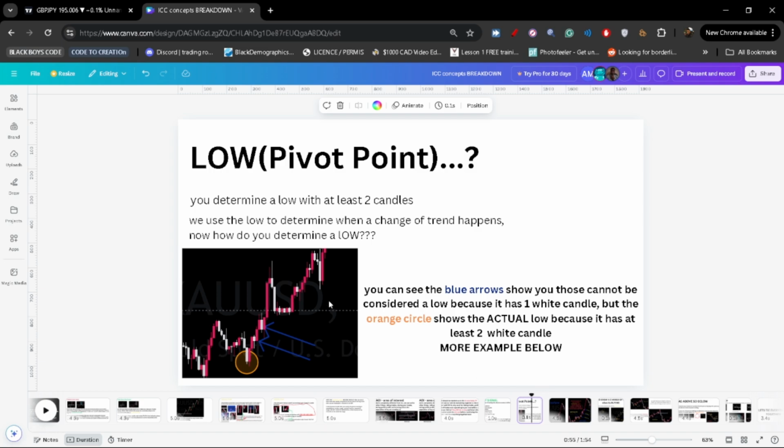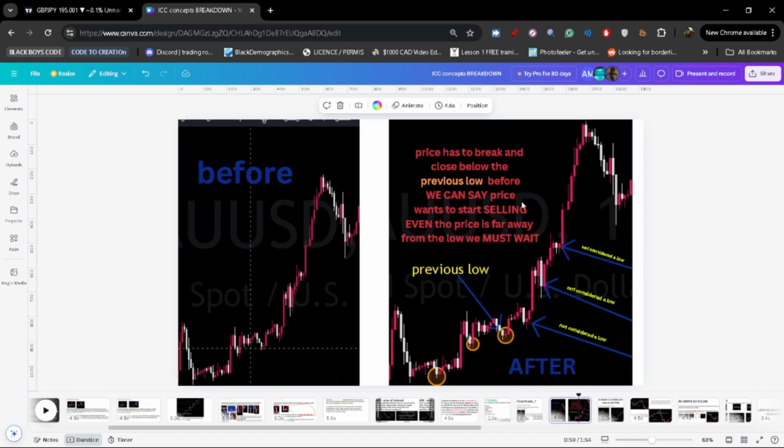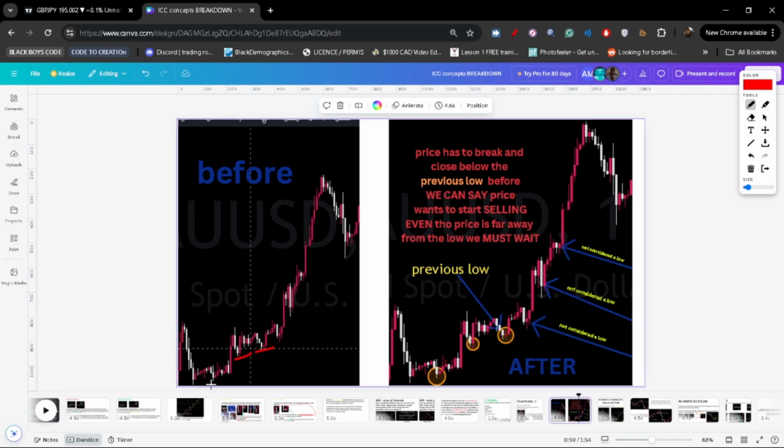We determine a low based on the fact that price has at least two solid back-to-back sell candles, in the case of an uptrend. So what do I mean by this? It basically means, guys, if price is in an uptrend right now and I told you to mark the lows in this chart, the lows here are basically just this one, this one, this one, and this one. Why? Because you can notice that price has at least two back-to-back sell candles. So these cannot be considered a low because they have only one sell candle. This cannot be considered a low because it has only one sell candle.